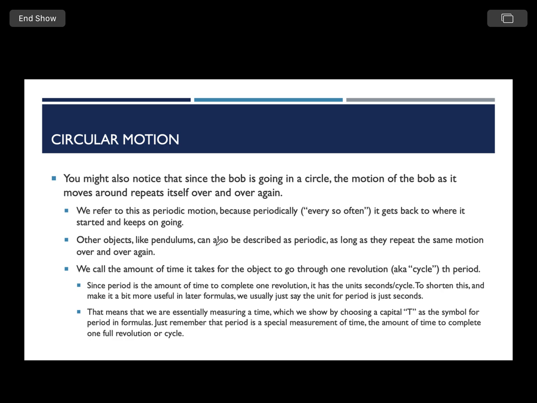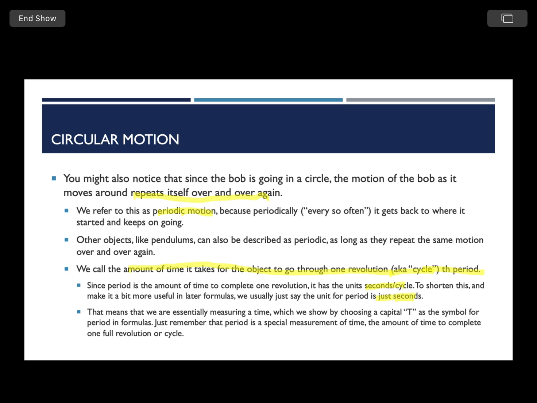Now, you might also notice, because the bob is going around in a circle, that it will repeat itself over and over again. Because it is repeating itself periodically, we call this periodic motion. Other examples are pendulums or waves from Physical Science 20, or sine and cosine graphs from pre-calculus. We call the amount of time it takes to go through one revolution or cycle the period. We measure this in seconds per cycle, but very often we just say seconds.